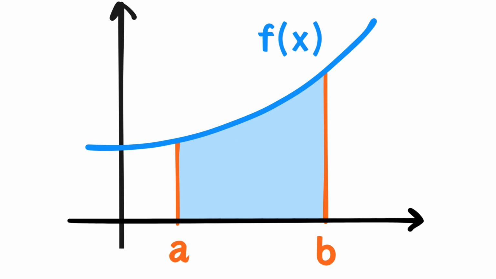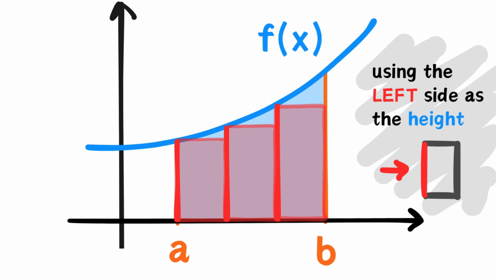Okay, so how do we find the area under a curve? We start with something we already know, the area of a rectangle. Suppose we divide the graph into 3 equal sections. For each section, we draw a rectangle whose height is given by the function value at the left end of the section. How closely do the sums of the rectangle areas resemble the actual area under the curve? Not great. So let's improve it.